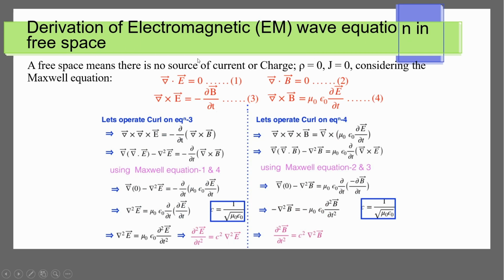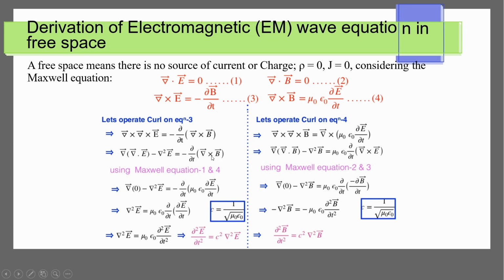As you know, there's no charge or current density in free space, so we'll be considering rho and J, both of them, as 0. We've written down all four of Maxwell's equations in free space over here, and let's start with Faraday's equation, and let's operate a curl on the third equation, that is Faraday's equation. Now we know that the curl of a curl can be expressed in this form, as we've learned earlier.